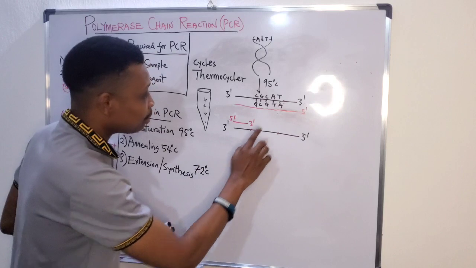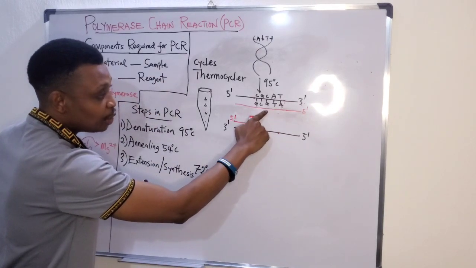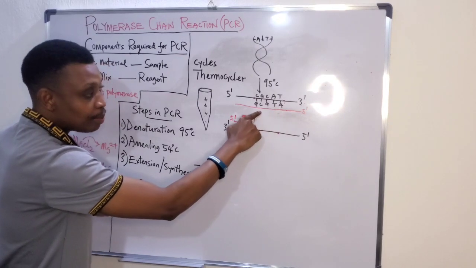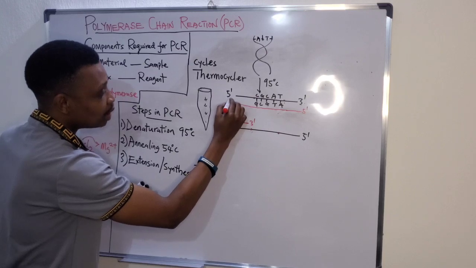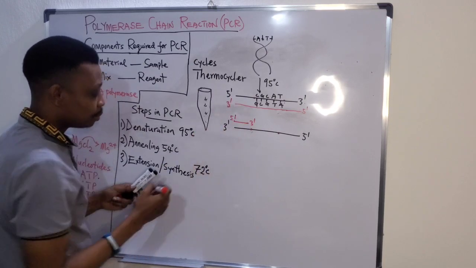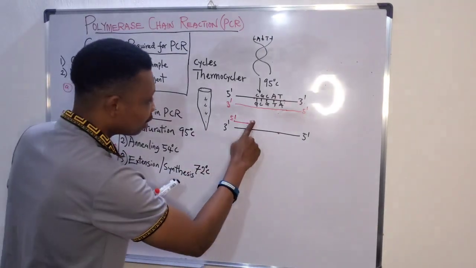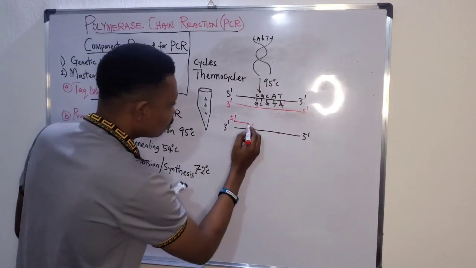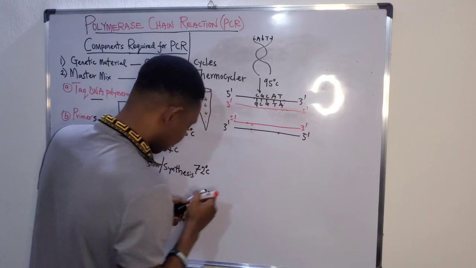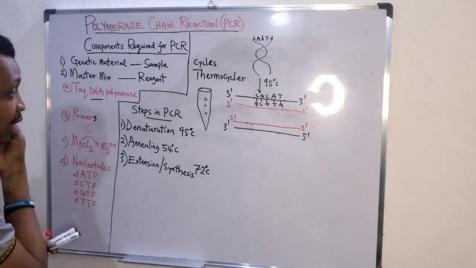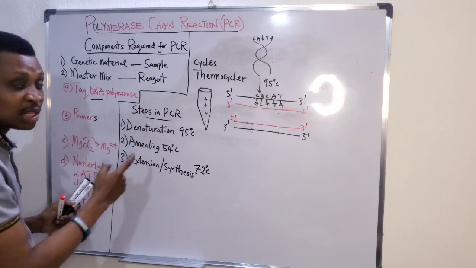And that 3' that was located here, as this extension is ongoing, the 3' will also be moving backward until it will get to this point. And this will be what? 3'. Similar thing will occur here. And this will also extend to what? 3'. Now, this is just one circle of PCR.